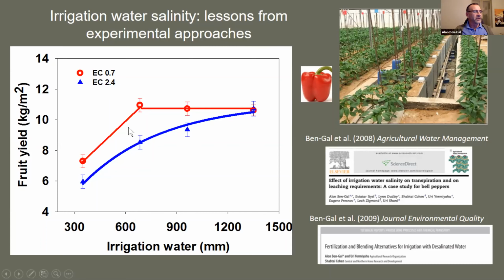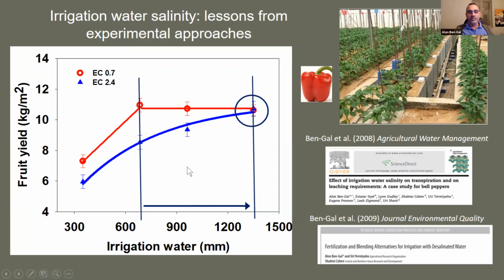With a higher salinity water, we were able, in this case, to reach the fruit yields of the higher quality water, but at a cost of doubling the amount of water we were applying. And essentially, that means that 50% of the water we were using here was going towards leaching the salts out of the root zone. So let's talk about or think about this 50% leaching.